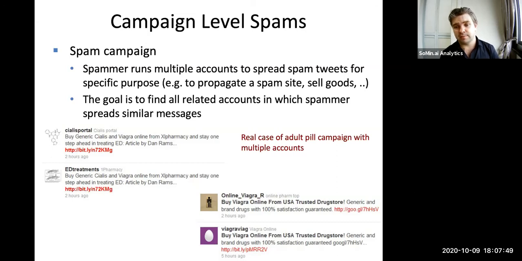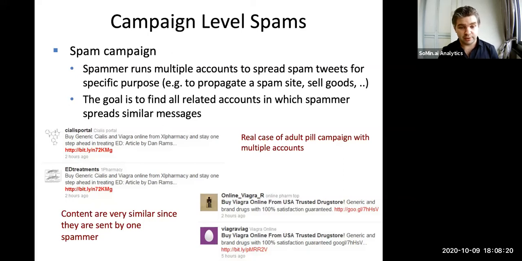And this is a real case of a campaign with multiple accounts, right? So you can see at the bottom, "Buy Viagra Online from USA, Buy Viagra Online from USA," right? So this is like an adult pill, and of course this type of medicine is not always able to be advertised as a pharmaceutical category in a regular account, so quite often we see it advertised as spam. So the content is very similar. Since they are sent by one spammer, there might be some different URLs, say in the second case bit.ly, in the first case Google, so different URL shortening services, but the overall idea is the same message, and you can detect that.